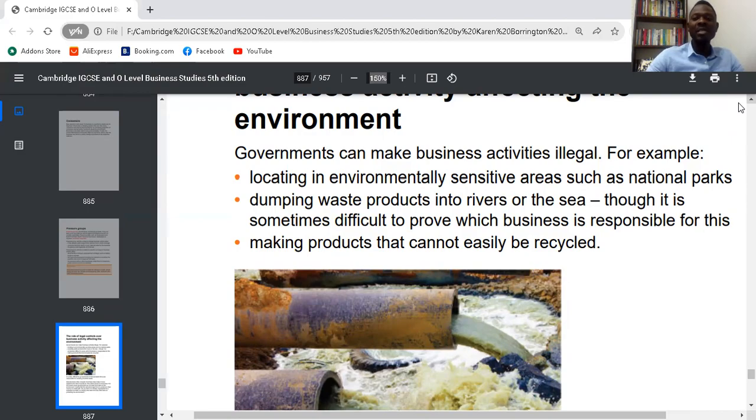For example, locating in environmentally sensitive areas such as national parks, or dumping waste products into rivers or the sea. Whatever business activity businesses do, government can make it illegal. And when it becomes illegal, that means businesses should stop doing it. So you must not do it. If you do it, it's against the law, and if it's against the law, it's illegal. This is the way government will control you as a business. Is it clear? Any question about that?